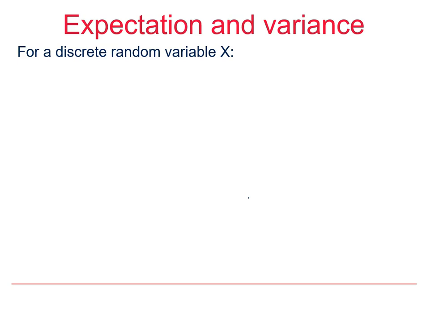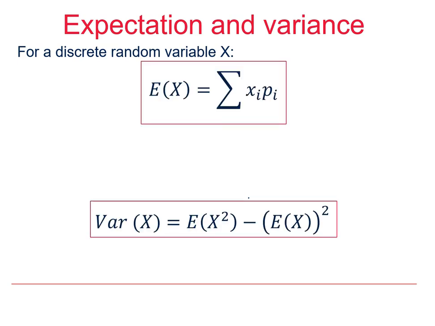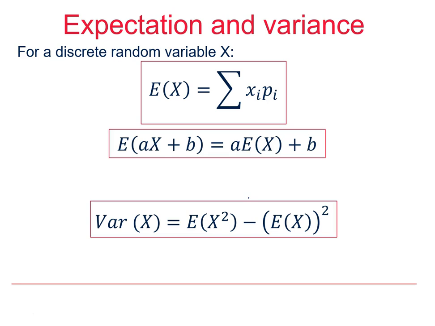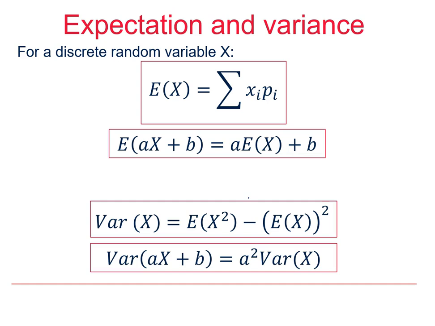If we look at the outcomes we've found now, E of ax plus b is a multiplied by E of x plus b, and the variance of ax plus b is a squared multiplied by the variance of x. And you should learn those, and you can just use them directly if required to do so in an exam.